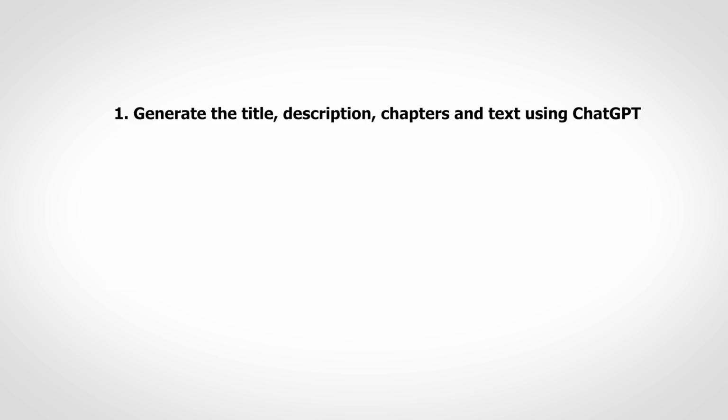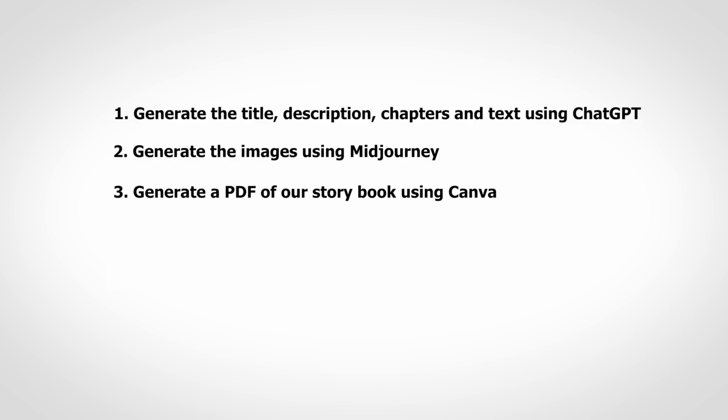So, let's review the steps. Step number one is to generate the title, description, chapters, and text for the story using ChatGPT. Step number two is to generate the images using MidJourney. Step number three is to generate a PDF of our storybook using Canva. Step number four is to publish our storybook to Amazon KDP.